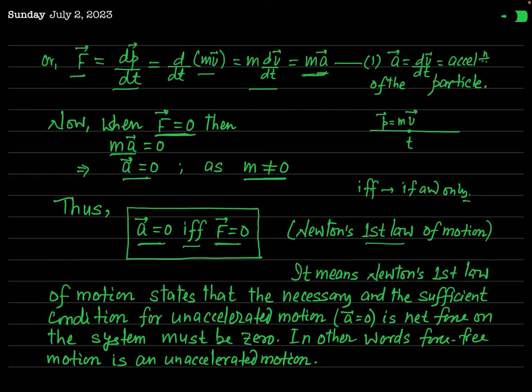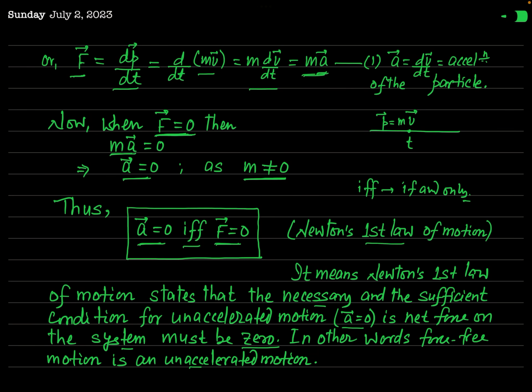When you say a is equal to 0 iff F is equal to 0, what does it mean? It means that according to Newton's first law of motion, the necessary and sufficient condition for unaccelerated motion, that is for acceleration to be 0, is that the net force acting on the system must be equal to 0. In other words, force-free motion is unaccelerated motion. This is actually Newton's first law of motion.